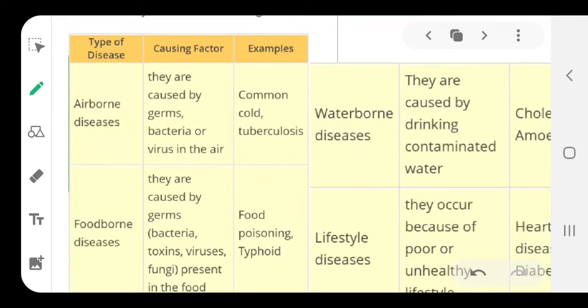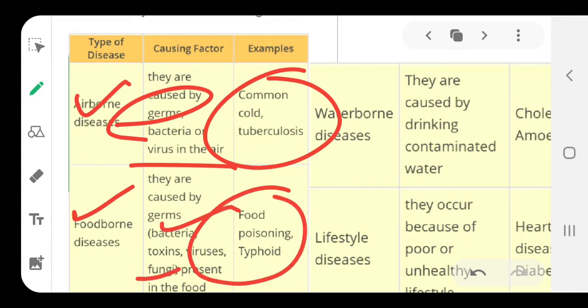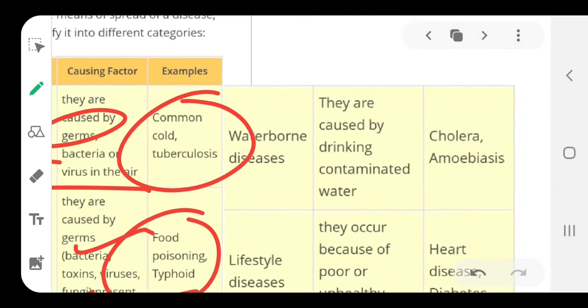So, in the case of airborne diseases, the causative factors are germs, bacteria and viruses, as we are now looking into this corona issue. So, they call it airborne disease. Examples are the common cold and tuberculosis. Then foodborne diseases are caused when you consume infected food, whether bacterial, viral or fungal infection. The normal problem we suffer from is food poisoning. Underline the word typhoid, also one of the foodborne diseases.